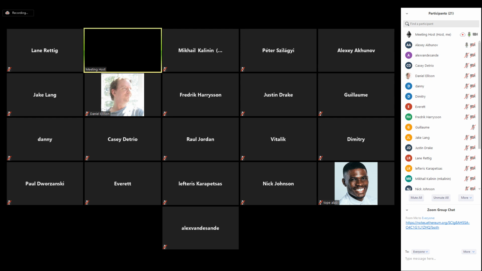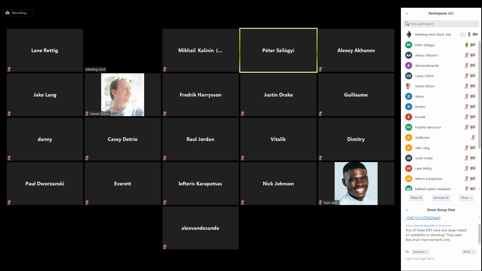Okay. The net gas metering for S-Store operations, we already talked about that a little bit, and Nick gave an overview. What do people think about putting this in Constantinople? Yeah, definitely. Yeah.